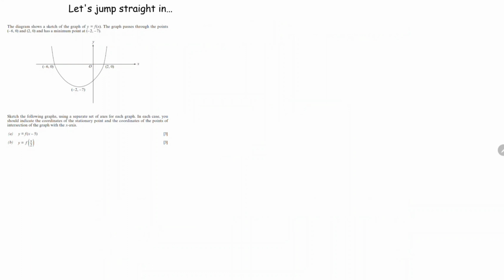Okay, so let's have a quick look at what this one will look like. For part A, we have the transformation y equals f(x minus 5). And remember, this will be a translation using the following vector. We have minus 5, so it's going to move the graph 5 to the right. Okay, and the y coordinates aren't going to be affected at all. So let's have a quick look at what this graph will look like.